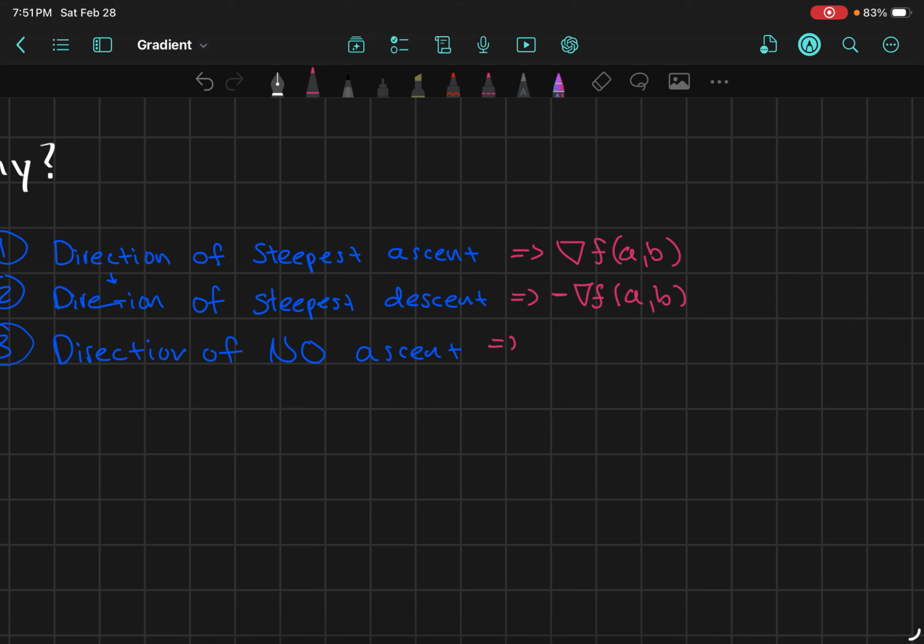The direction of no ascent, well, what is no ascent? No ascent in a directional derivative is when it's essentially parallel. Well, what does that mean? That means that when we're finding our direction of no ascent, we essentially have to have our gradient at that point f of a, b be perpendicular to our u.